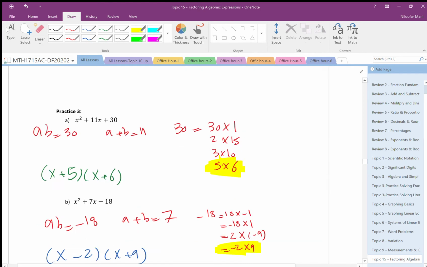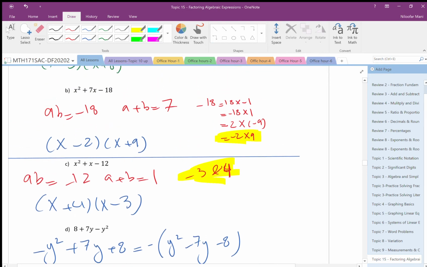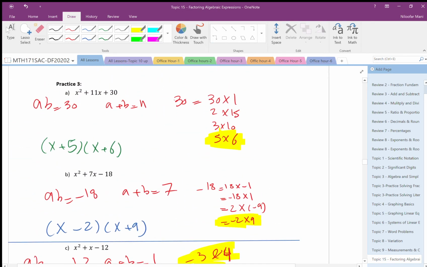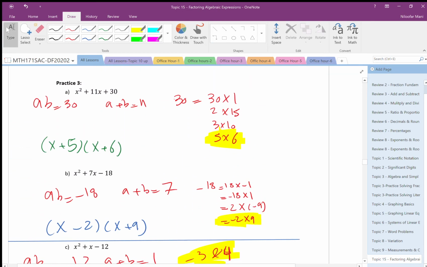Okay, so now, these are questions that are done and you can see them just in the lesson. If you want to see the lesson, you just have to go to the link that I share for OneNote. Okay, so here, I'm looking for two numbers. If I multiply them, 30, and if I add them, 11, so it's 5 and 6.